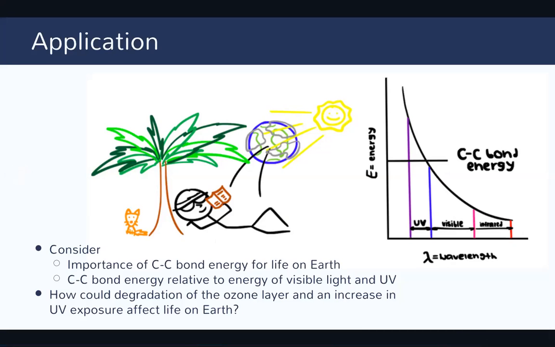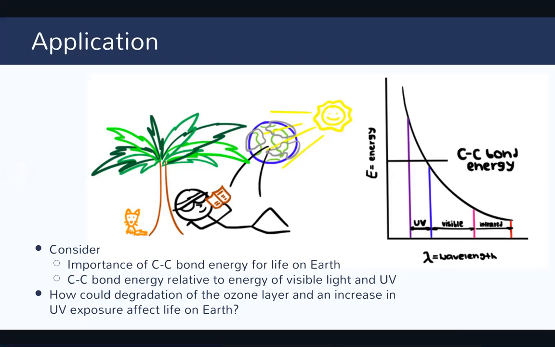Let's consider the carbon-carbon bond energy relative to the energy of visible light and UV, a lot of which we get from the sun. So without getting into too much fine numeric detail, let's look at the relative energies. So we see that the carbon-carbon bond energy is greater than that of the visible light, so visible light will not break carbon-carbon bonds. However, when looking at the carbon-carbon bond energy relative to UV light, we see that UV light is greater than that of carbon-carbon bonds, and therefore UV light can break carbon-carbon bonds.